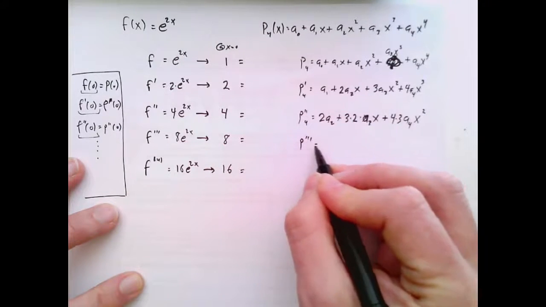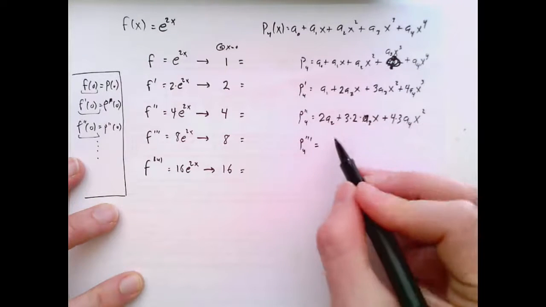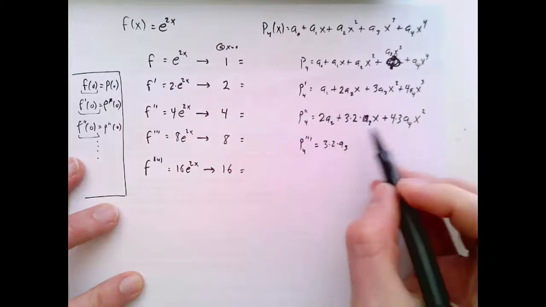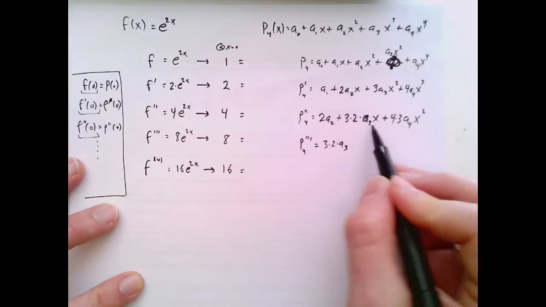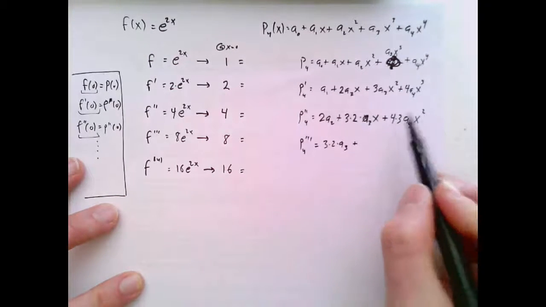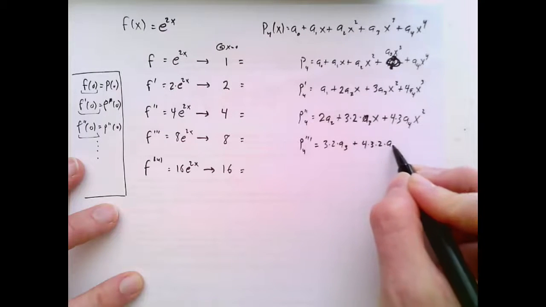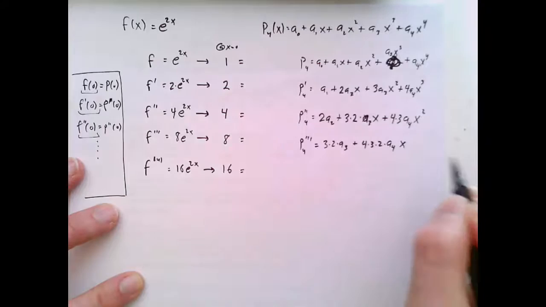All right, let's do the third derivative. I've got 3 times 2 times a sub 3, which came from this term. And then here, the 2 will come down, so I'll have 4 times 3 times 2, a sub 4 x.